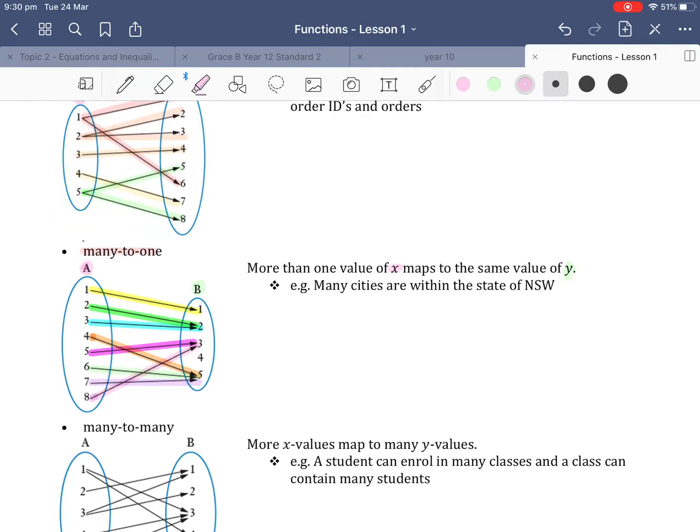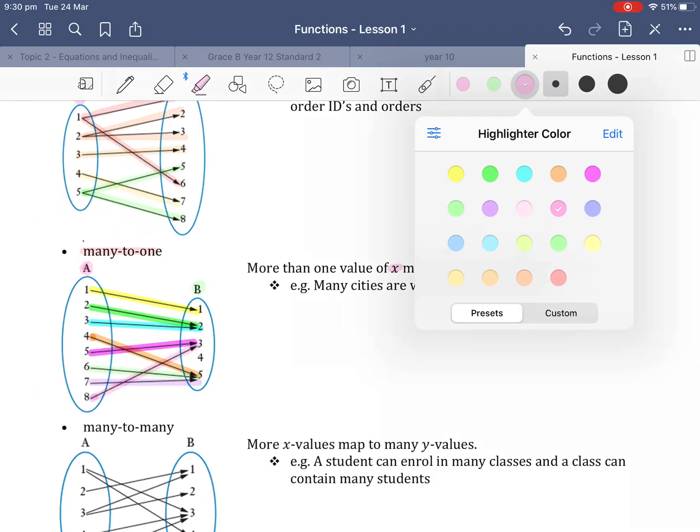So this is an example where, like, many cities within the state of New South Wales, the cities would be our x, and the state of New South Wales is our y in this case. So a many to one relation is a mapping where two or more elements of A correspond with the same one element of B.